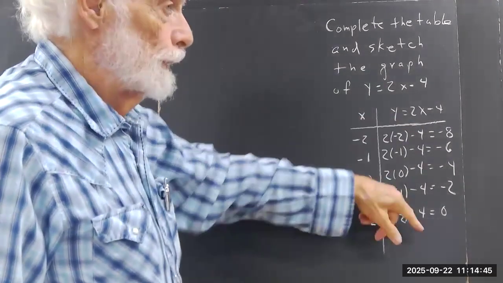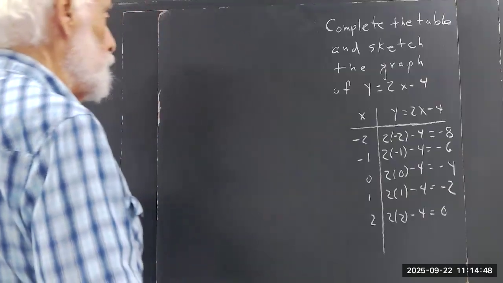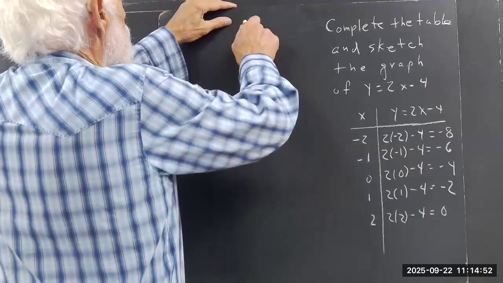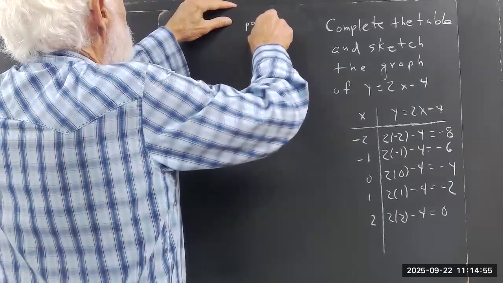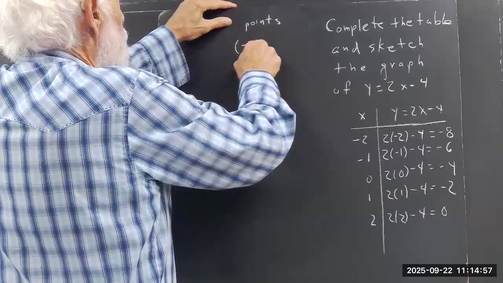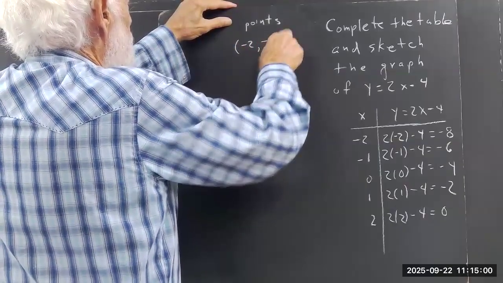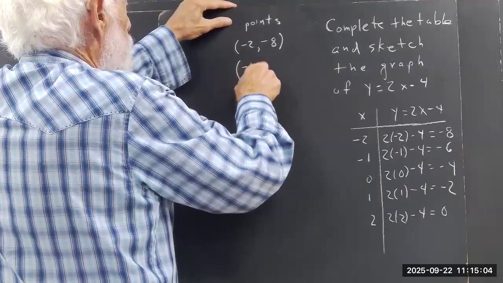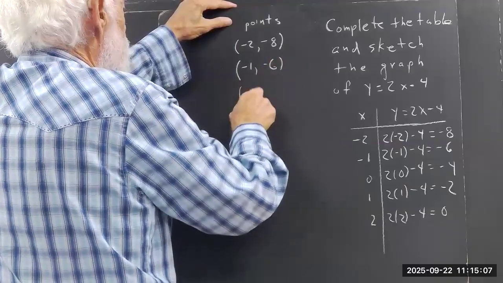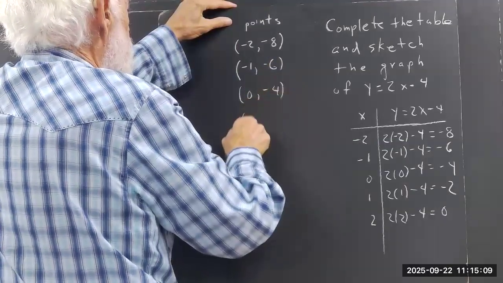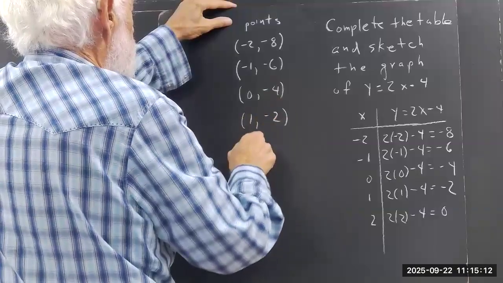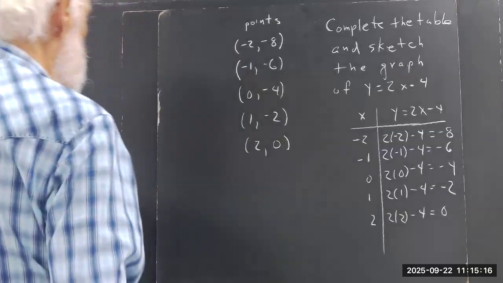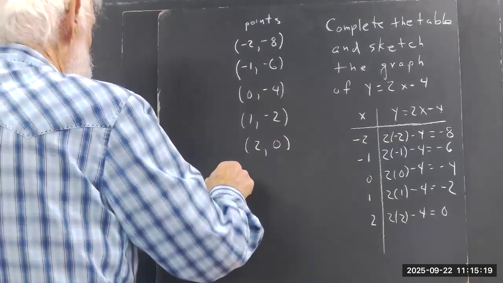So you have points you can plot on the graph. Just to be really explicit then, the points negative 2, negative 8; negative 1, negative 6; 0, negative 4; 1, negative 2; and 2, 0 go on the graph. So here's our graph.